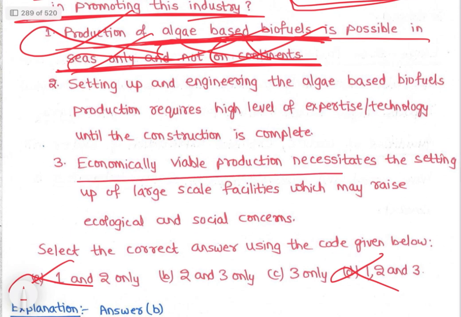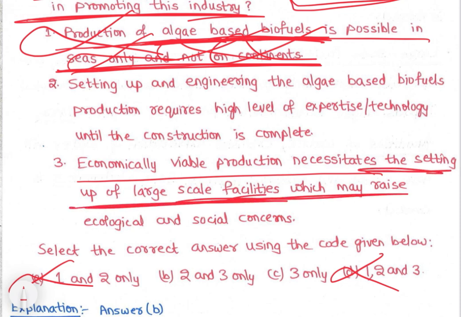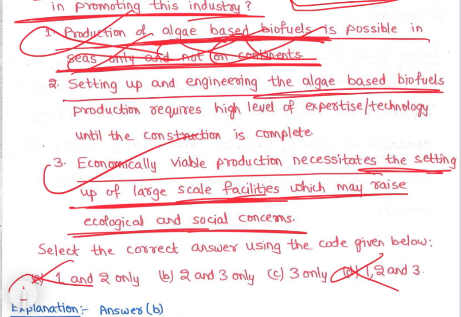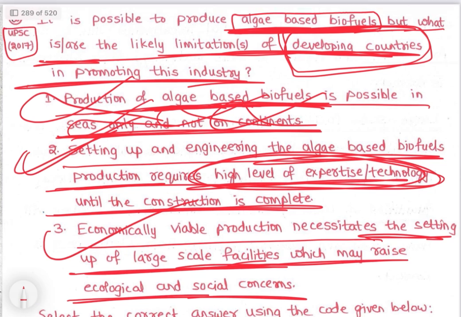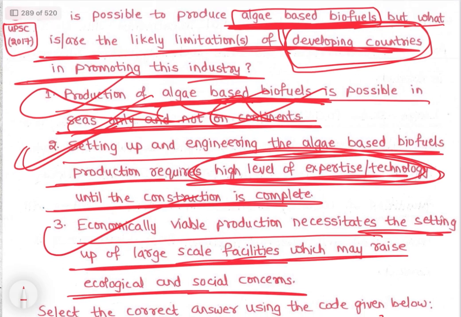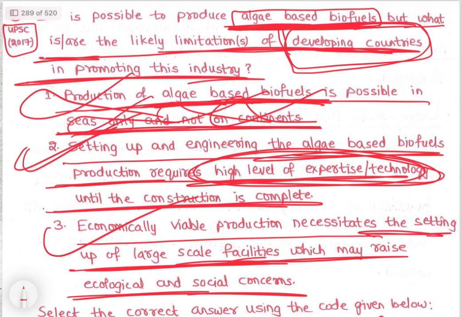Economically viable production necessitates the setting up of large scale facilities which may raise ecological and social concerns. Then setting up and engineering the algae based biofuels production requires a high level of expertise and technology until the construction is complete. We need high technology because it is a highly capital intensive and technology intensive field.